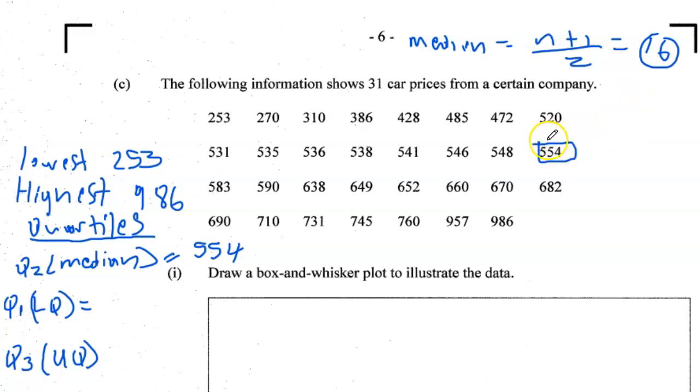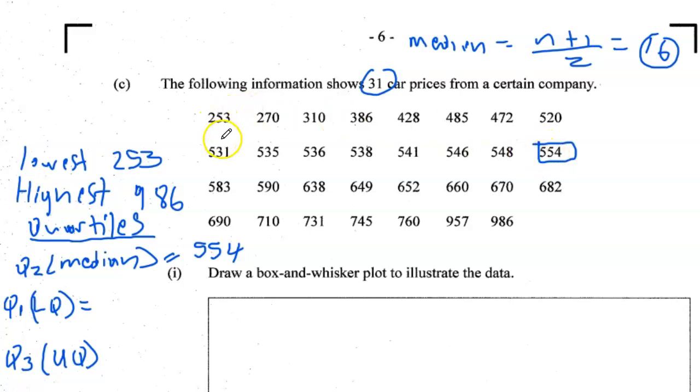Since we have an odd amount of numbers, and the median is 554, we're going to remove 554 from the data set. Originally there were 31 numbers in the data set. We remove the median and we're left with 30. So to the left of 554 we have 15 numbers, and to the right of 554 we also have 15 numbers. To get the lower quartile, we'll find the median, or middle number, to the left of 554.